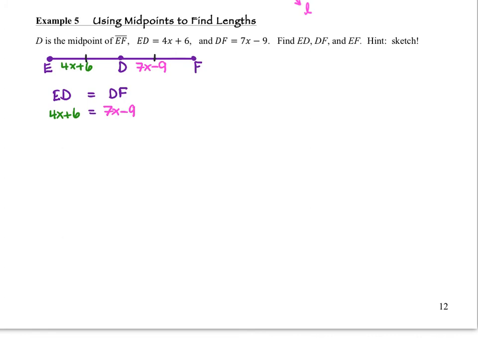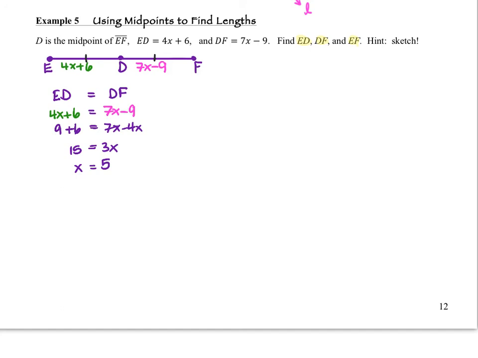And at this point, we can just solve like we always do. So we'll say 7x minus 4x is going to be equal to 9 plus 6. So 15 is equal to 3x, and that means x is equal to 5. Okay, not what we were looking for, because just a reminder, we want to find the length ED, the length DF, and the length EF. So that means that we need to plug in.